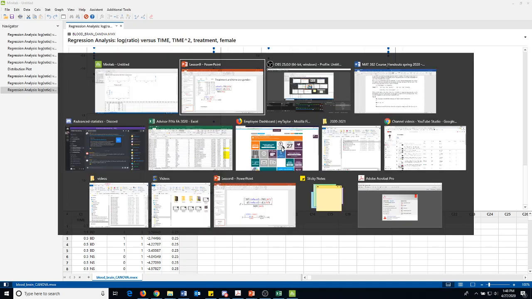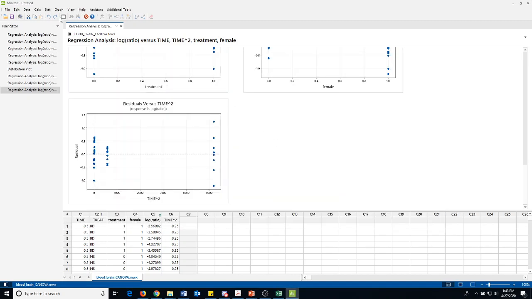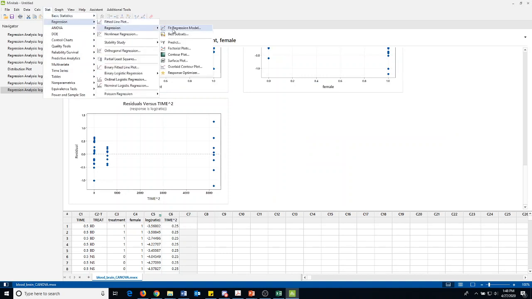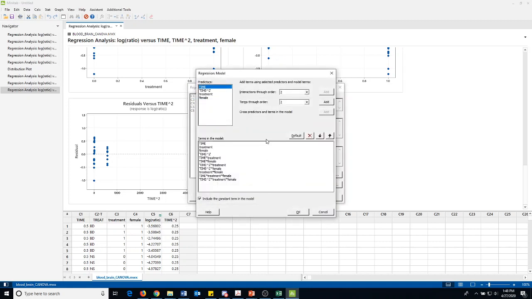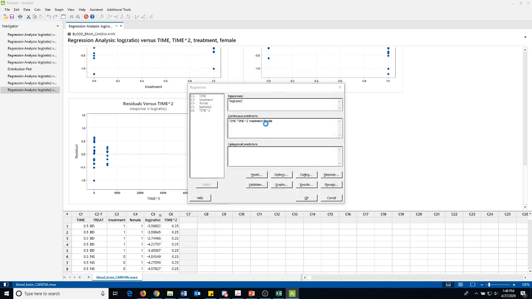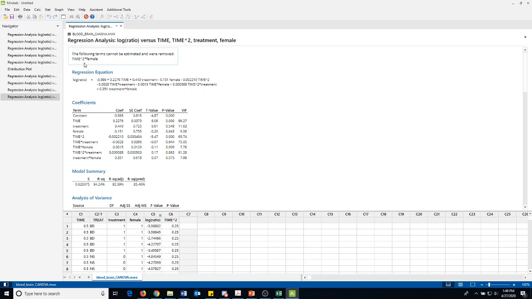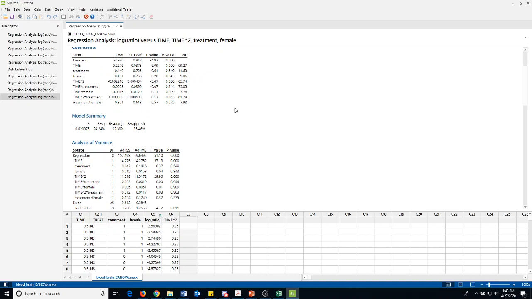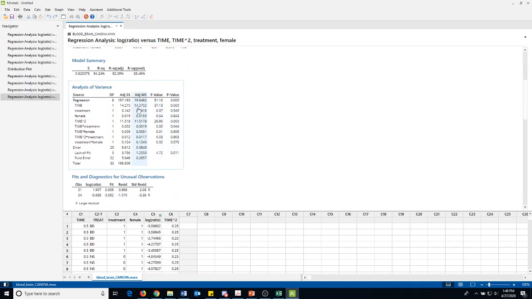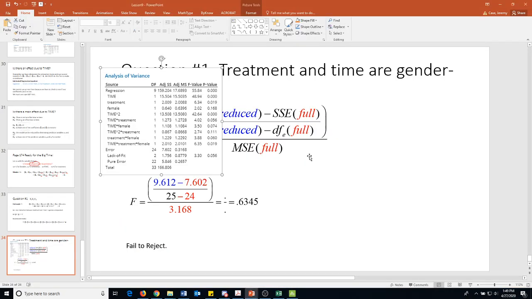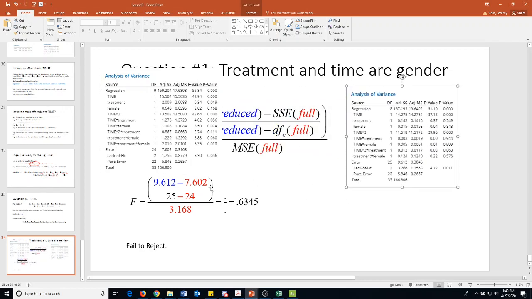Now let's do a reduced model. A reduced model will be Stat, Regression, and I want to fit that regression model. So what I'm doing is I'm taking out the time treatment female. Do I see another? Oh, these two at the bottom. And I'm going to run my model here. And again, when I run this model, I'm going to get the same thing: I can't calculate time squared female. That's going to mess up our degrees of freedom, what we've been saying before, but we'll just go ahead and go with it. And so here's my analysis of variance. I'm going to copy this over so I can do some calculations on this thing.